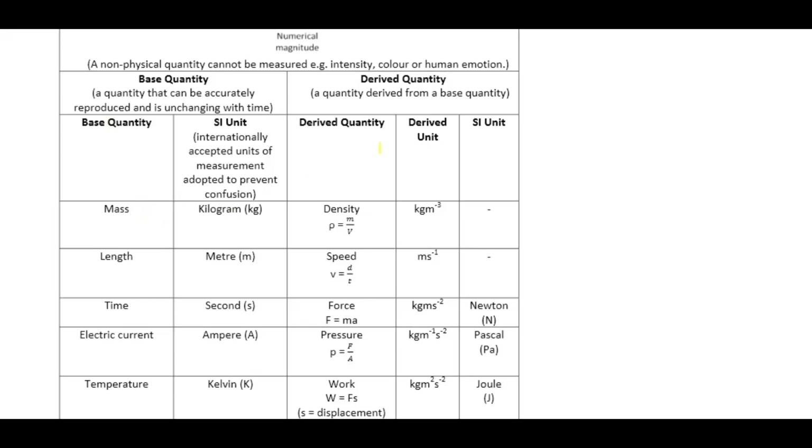It's not to say that a derived quantity will be changing with time. It does not mean that, but what it does is define a base quantity as something that's accurately reproducible and unchanging with time. Based on this definition, a derived quantity is a quantity that's derived from one or several base quantities.